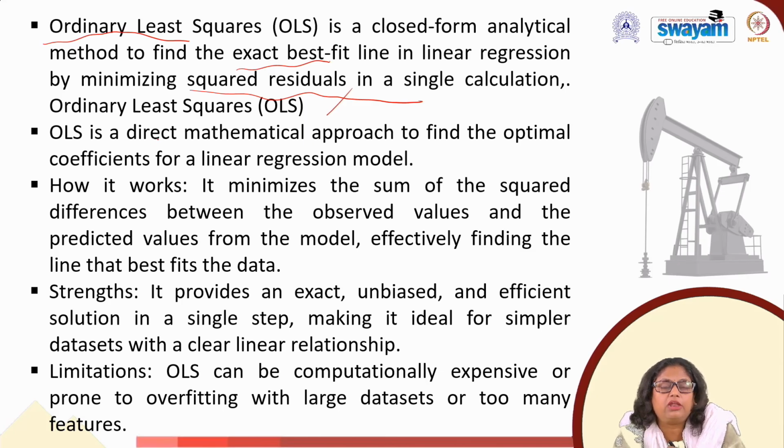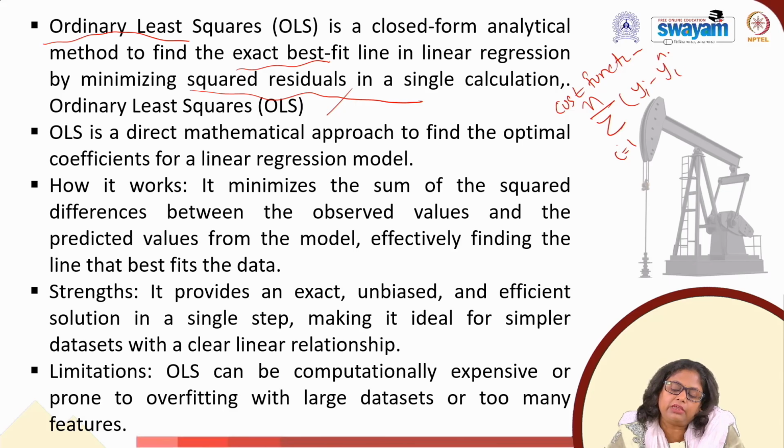So what is OLS? It's a direct mathematical approach to find the optimal coefficients for the linear regression model, which is how we find the coefficients. How does it work? It minimizes the sum of squared differences between the observed values and the predicted ones from the model. That's the cost function, or error, we have discussed: the sigma of i equals 1 to n of (yi minus yi hat) squared. So yi hat is your predicted value from the model. So till here we are clear.